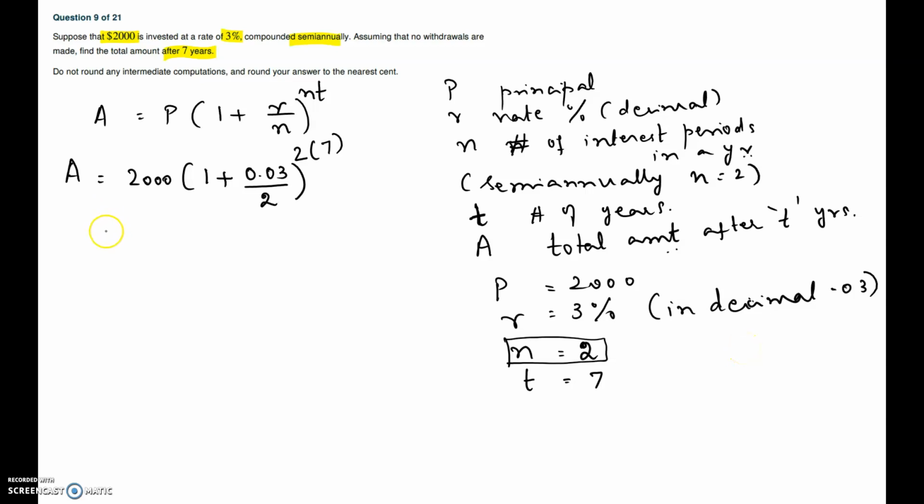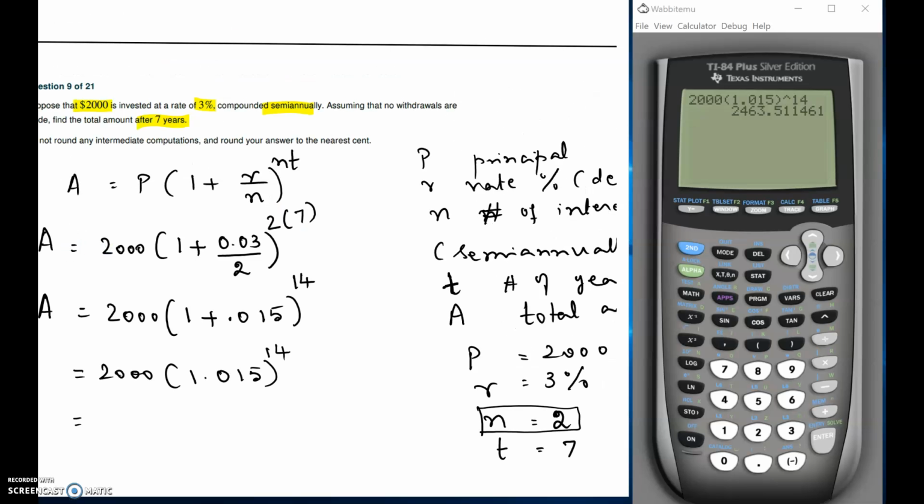So we have to compute this value here for the total amount. It is 2000 times (1 plus 0.015). 0.03 over 2 will become 0.015. To the exponent, 2 times 7, that will be 14. This value can be computed in your calculator. I am using a graphing calculator, but for your class you have to use only a regular scientific calculator.